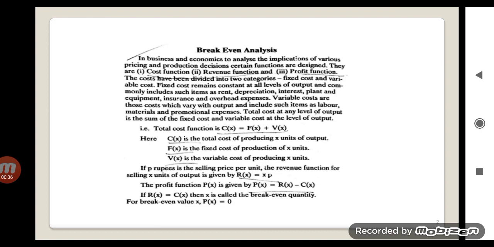To calculate the profit function, we have to subtract the cost function from the revenue function. Sometimes they will ask to find the break-even point. Break-even point will be achieved only when the revenue and the cost function remain equal.